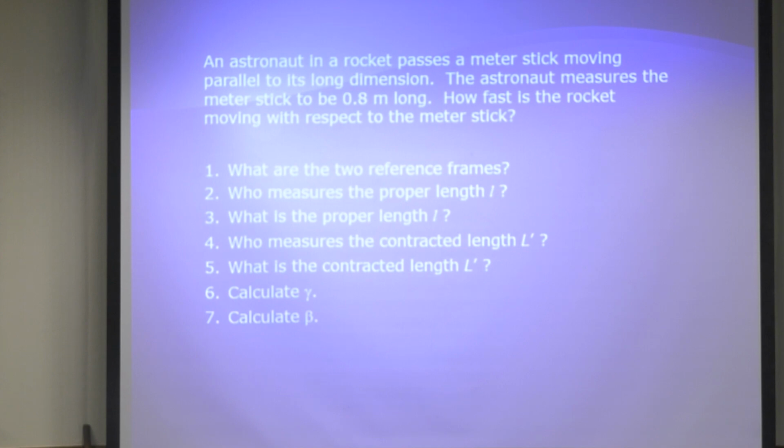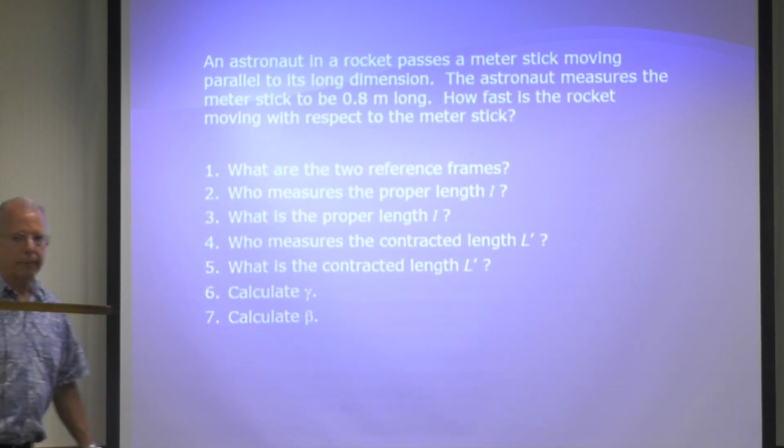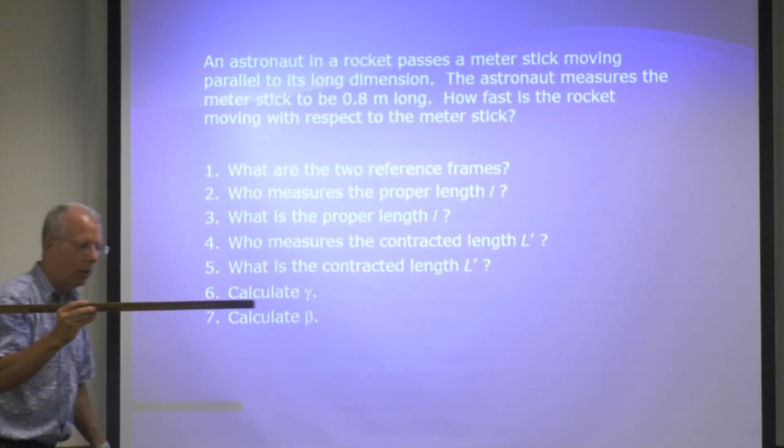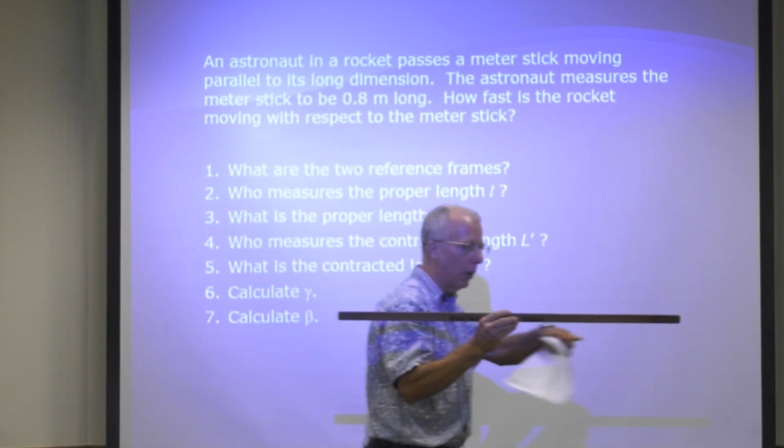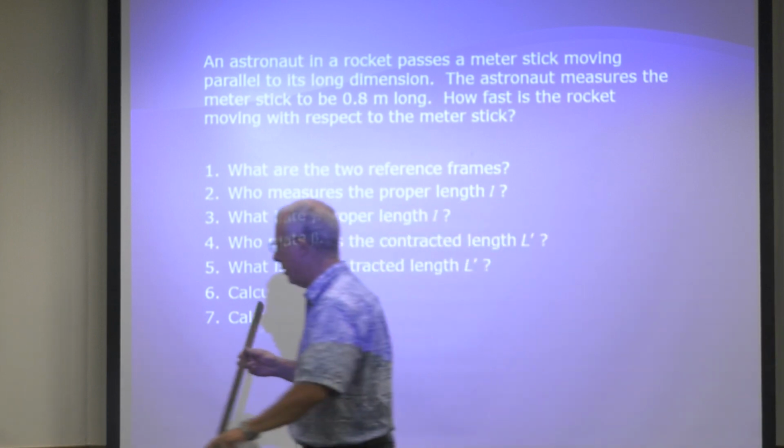An astronaut in a rocket passes a meter stick moving parallel to its long dimension. Oh yeah, I forgot to say something. This length contraction only occurs in the direction of motion. Okay? So in other words, if I'm running like this, you're going to say the meter stick is shorter, but you're not going to say anything about the width, right? The width isn't changed.